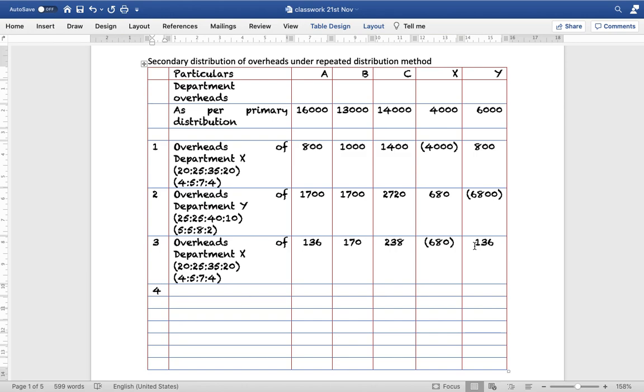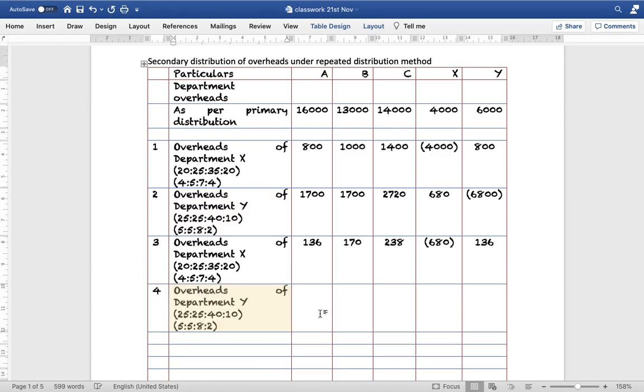Now we have got a share for department Y. So again we have to share this 136 to other departments in the ratio of 5 is to 5 is to 8 is to 2. So 34, 34, 54, 14.